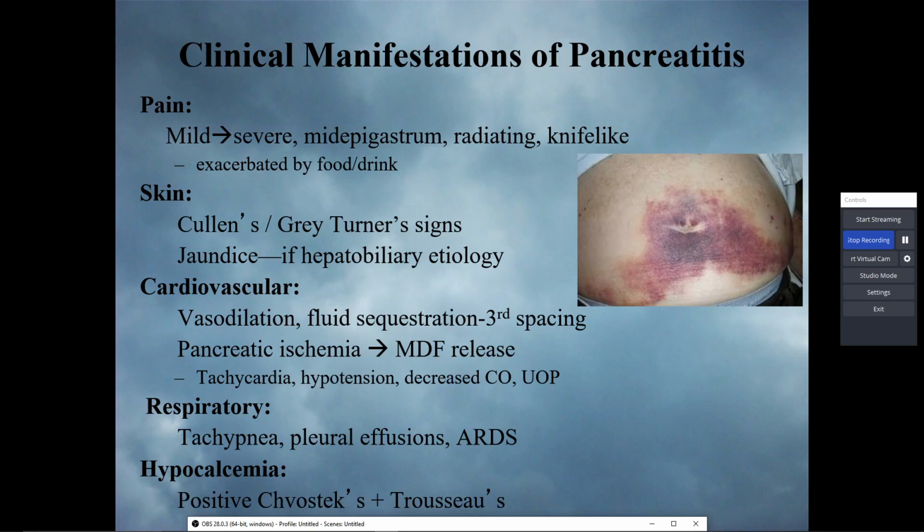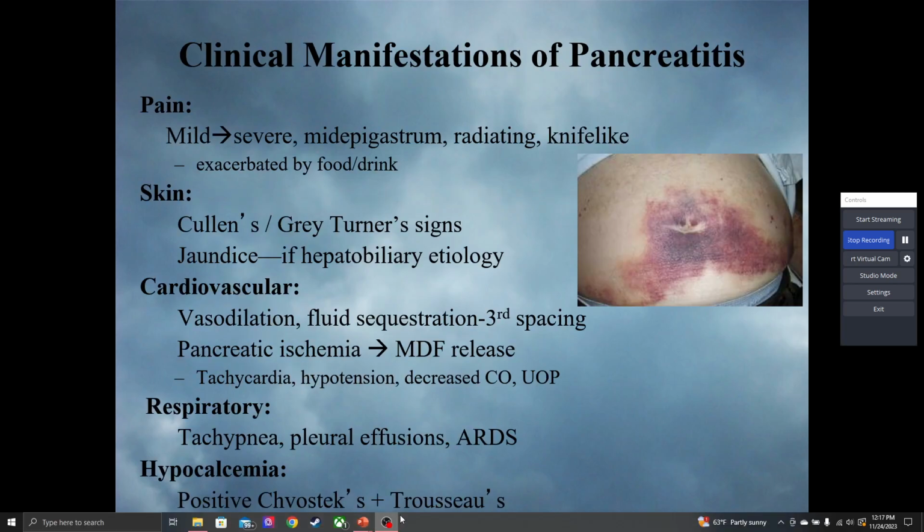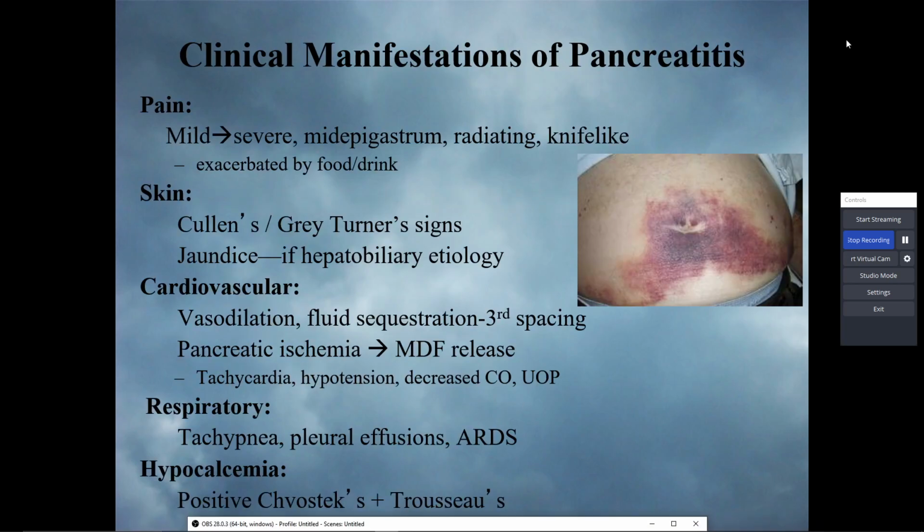Lastly, check this one out, hypocalcemia, put a big old star next to that, and which would be indicated by positive Chvostek sign and Trousseau's. So please remember those. You should know these by now. I'm not going over these again. If you don't, there's this really cool thing called Google and YouTube. You're using it right now.